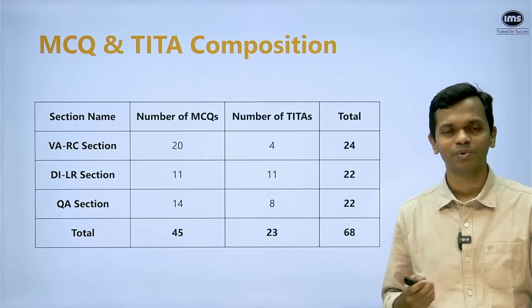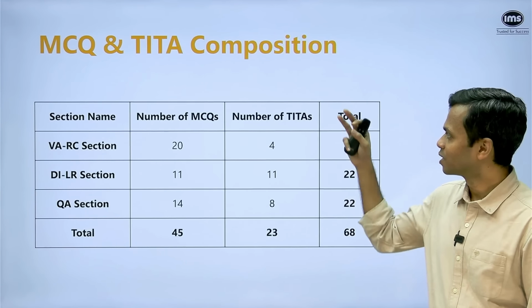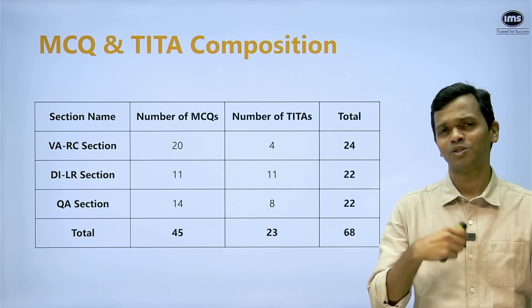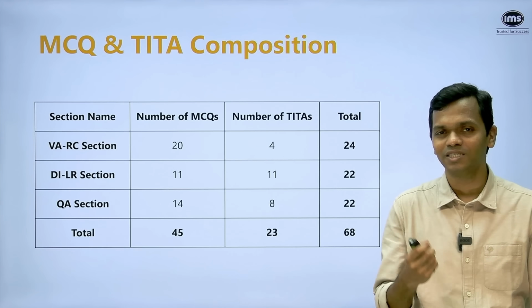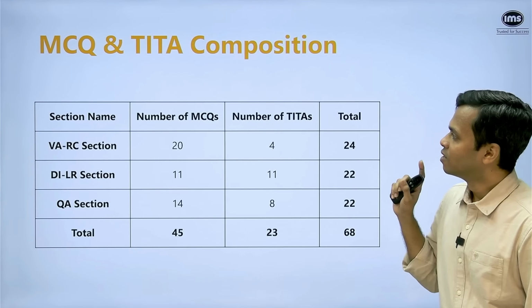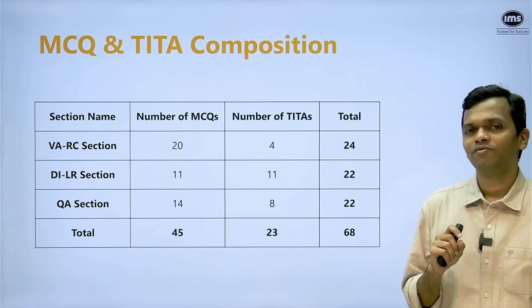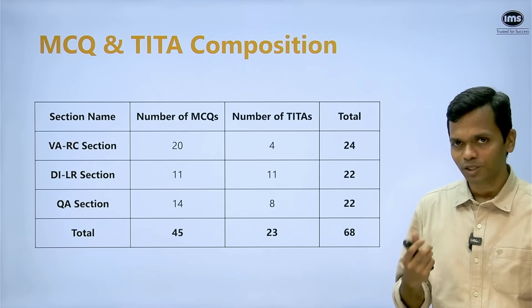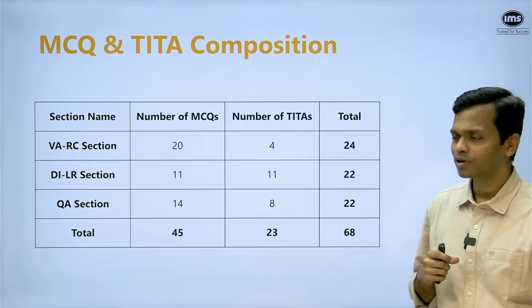So from a strategy perspective, it's not true that you should be attempting all of these, but whether you should just mark some of them randomly, just like that, you should be doing that, but we'll cover that at a later point of time. For now, as you can see in VRC, there were 20 questions which are MCQs, and there were 4 TITA questions.